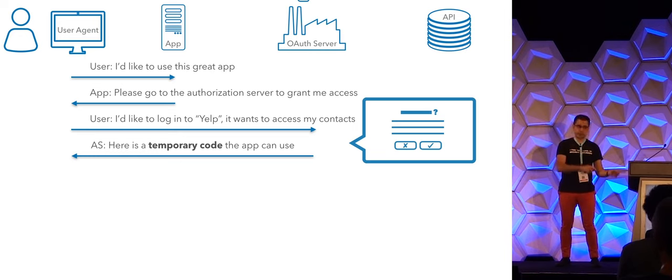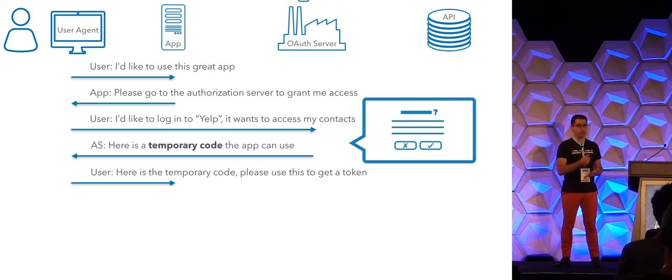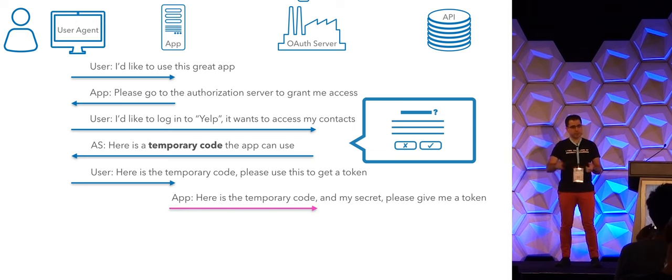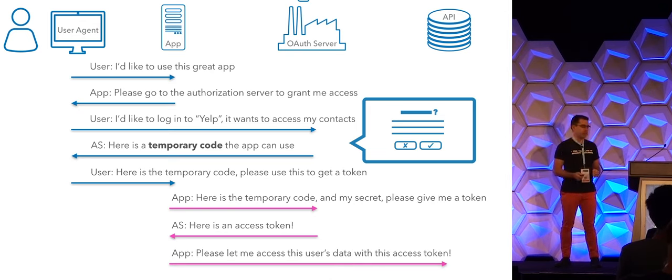That goes back into the browser. The browser then delivers it back to the application, saying, here's the temporary code that the OAuth server gave me. You, the application, can use this to get an access token. So behind the scenes, the application's web server will go and talk to the OAuth server again saying, hey, the user gave me this temporary code. Please give me an access token. Here's also my client secret so that you know that I'm actually this real application. The OAuth server says, looks good. I just issued that code and this client secret checks out, so here's an access token. And now it can go make API requests.